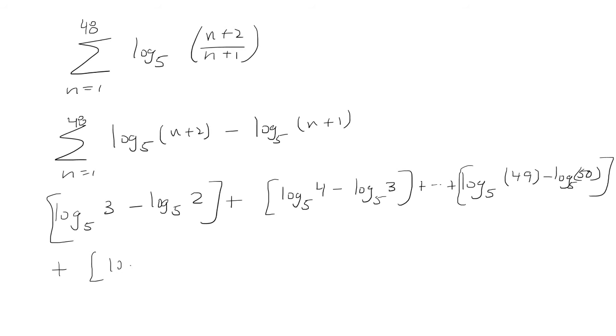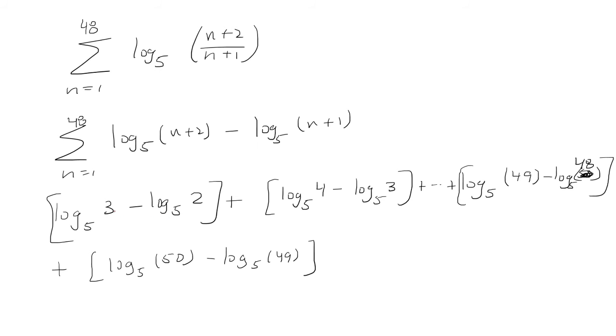I should say this is 48. Then n equals 48 gives log base 5 of 50 minus log base 5 of 49. Okay. All right, now a bunch of things cancel.